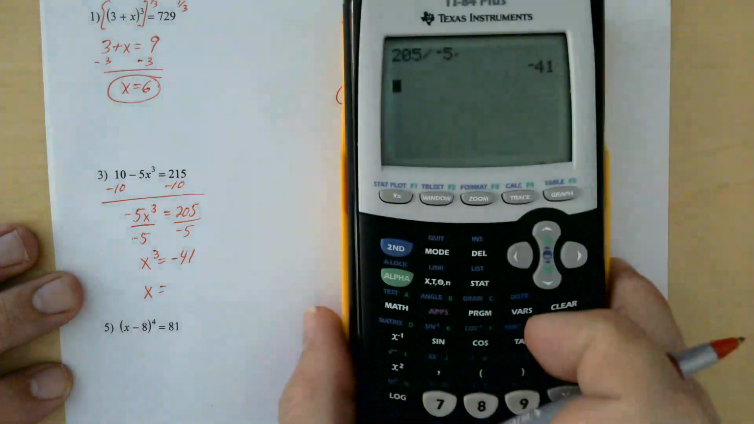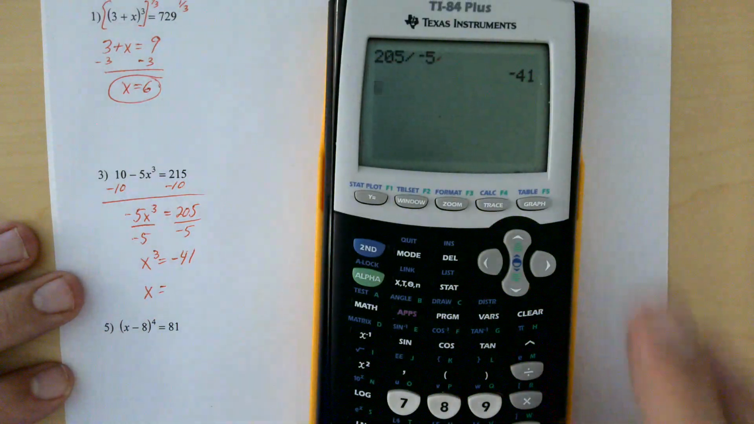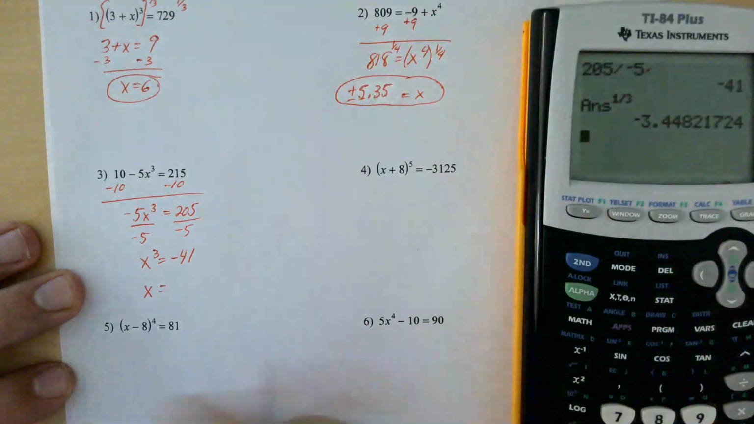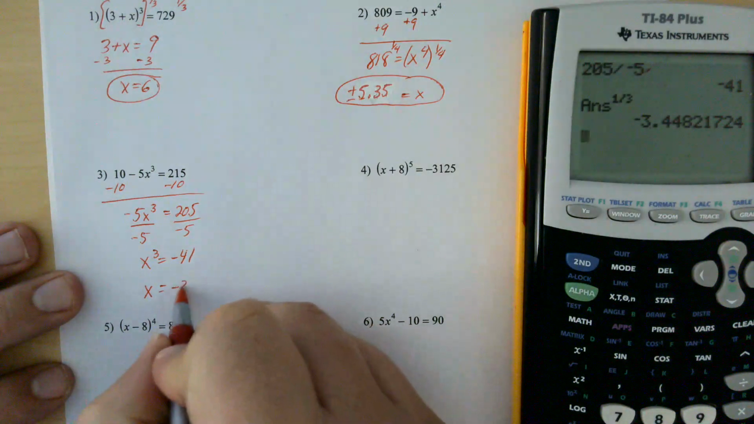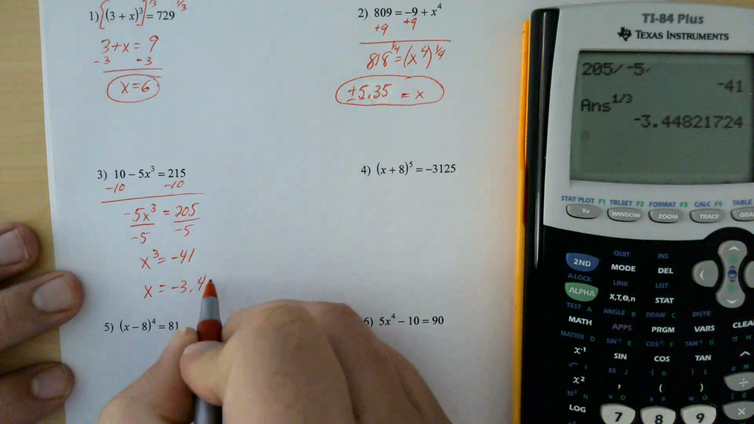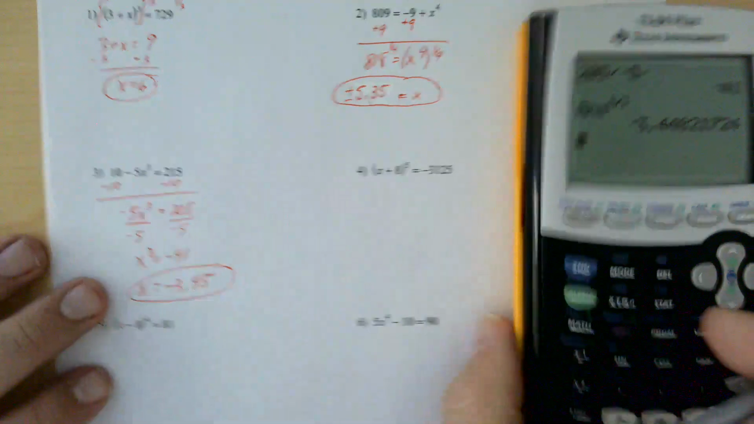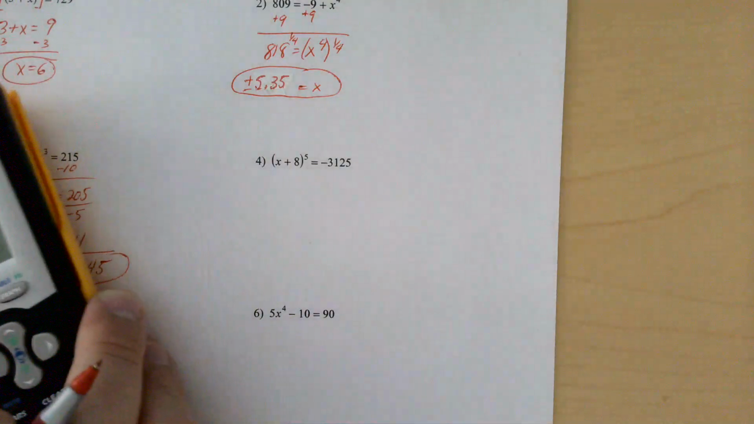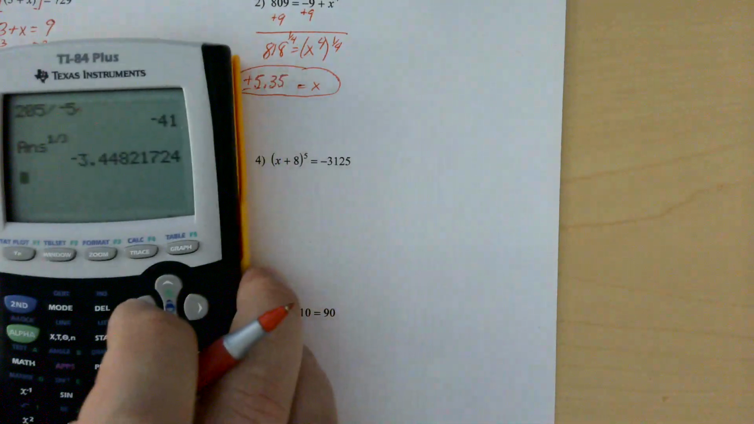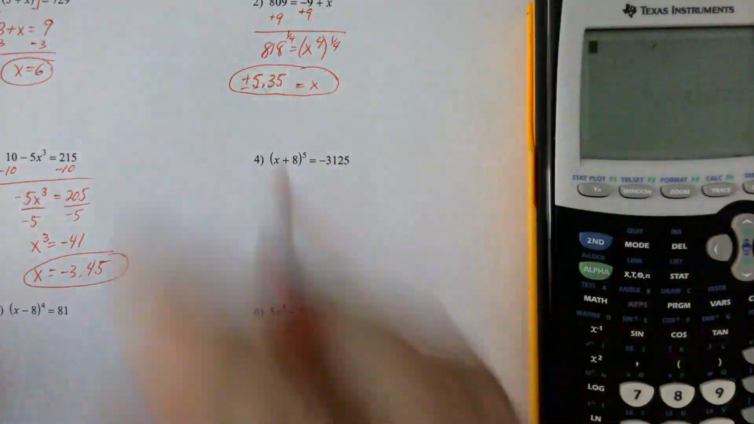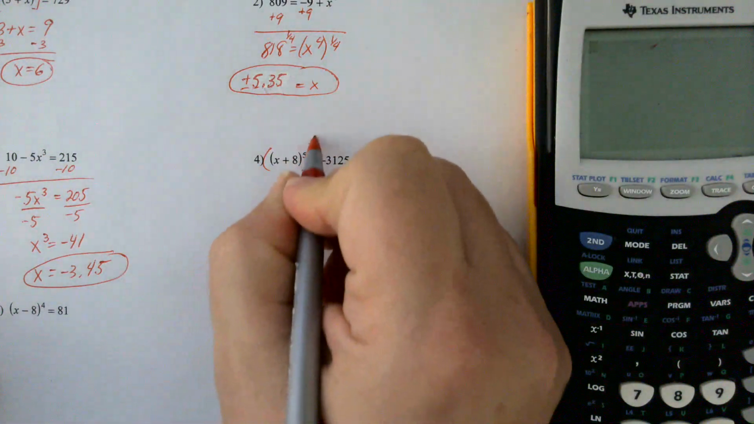And in this case, the last move then is the cube root, or simply taking the negative 41, raise it to the 1/3 power. Okay, that's the same as cube root, and you get negative 3.4, and I'm going to round to a 5. Okay. This next one is going to take us 2 moves.